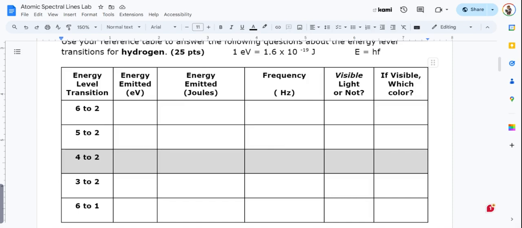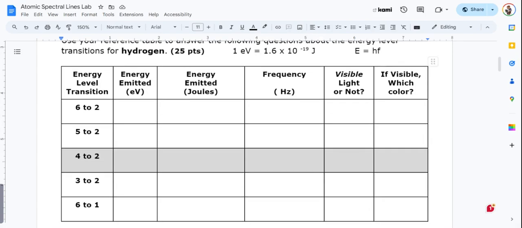Now, what do we do for the energy emitted? Because we're going down, right? So could you subtract those two for me, Alicia? It's 2.55. Let me X that out. So it's 2.55.